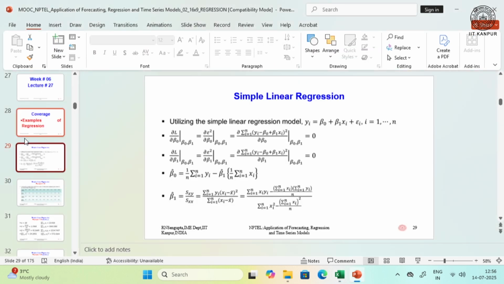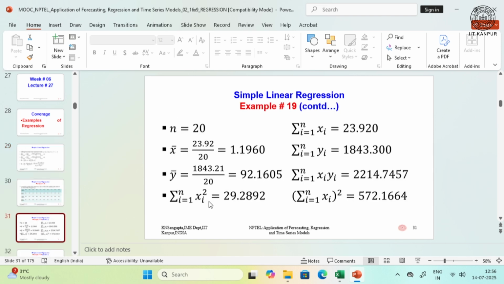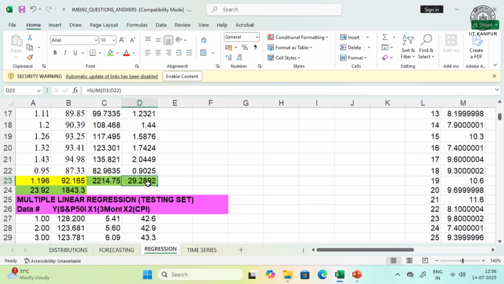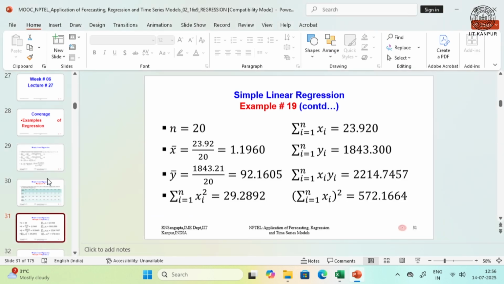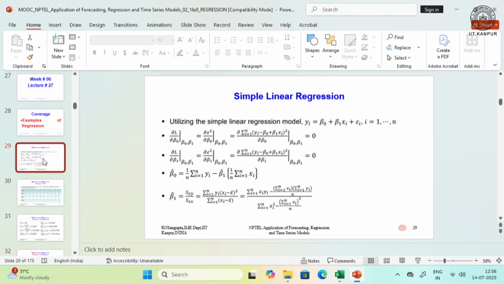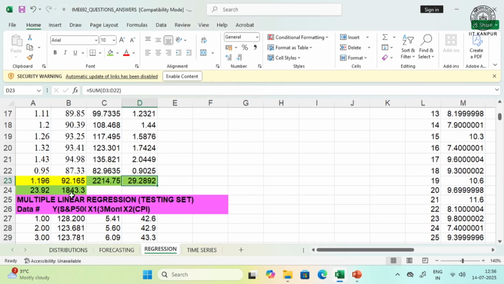So, this is the sum of the squares, 29.2892. If I go back to this calculation, the value of the sum of the squares comes out to 29.2892 as given. Now I go back to the other formula. I am switching between the Excel sheet and the PPT slide, so you will have both, do not worry. The last term in the denominator is the square of the sum of x, which we already have. So, the square of the sum is this.